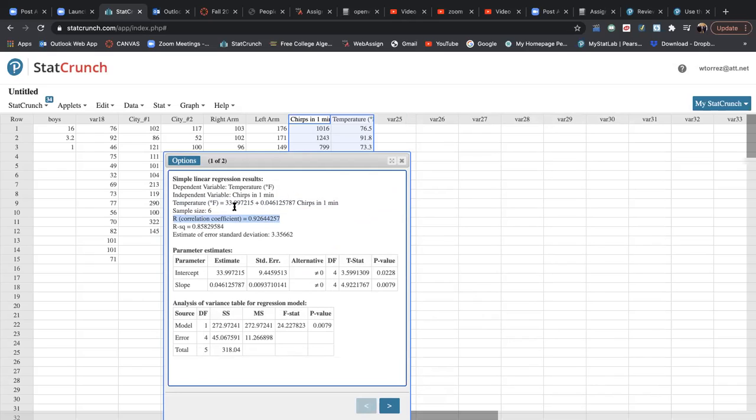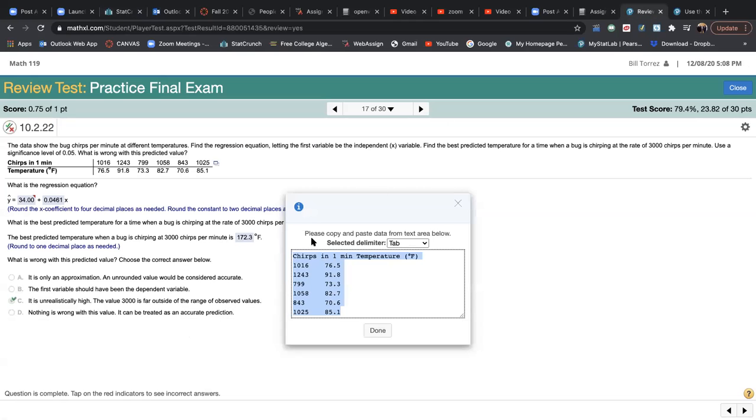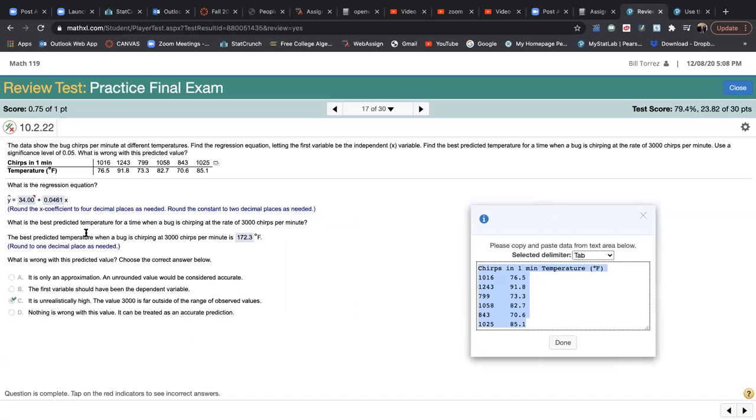And in this problem, we get the line, so here's our line here. Temperature is 33, almost 34, plus 0.046 times chirps in 1 minute. Okay, so let's go back to our test. All right, and here's our regression line.